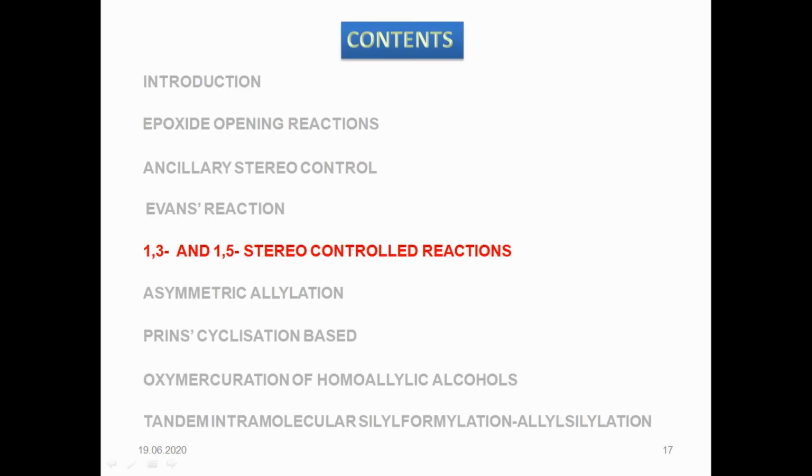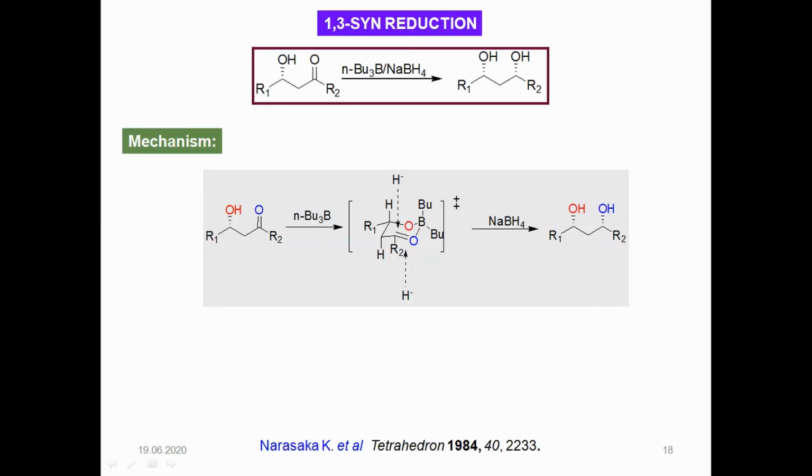Okay, next we are going to 1,3 and 1,5 stereo controlled reactions. First we will discuss 1,3 syn reduction. In the 1,3 syn reduction, first we take beta hydroxycarbonyl compounds with tributylborane and sodium borohydride. We will get the 1,3 diol as the major product. So here 1,3 syn chemistry is happening.